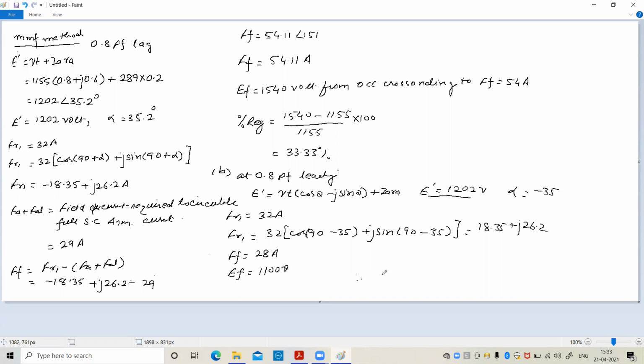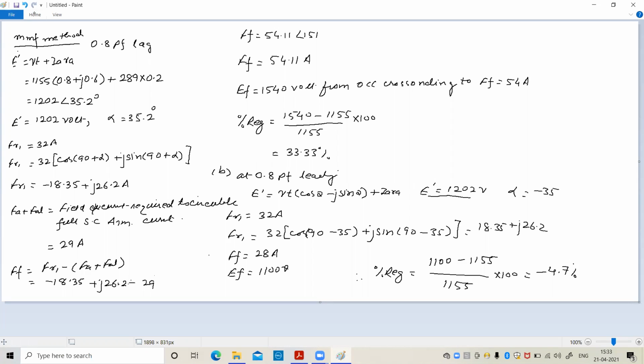So therefore percentage regulation is equal to open circuit voltage 1100 minus 1155 terminal voltage divided by 1155 into 100. So the percentage regulation for the leading power factor is minus 4.7%. Okay, so this is the things which we have calculated.